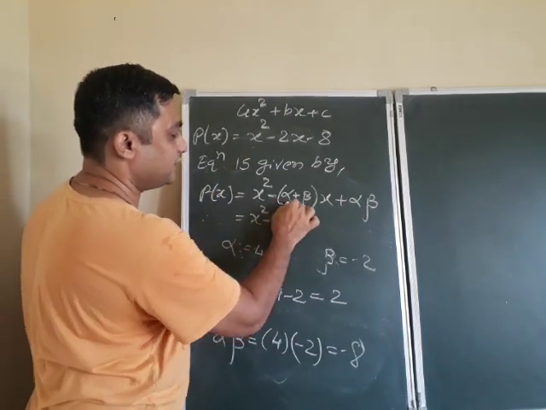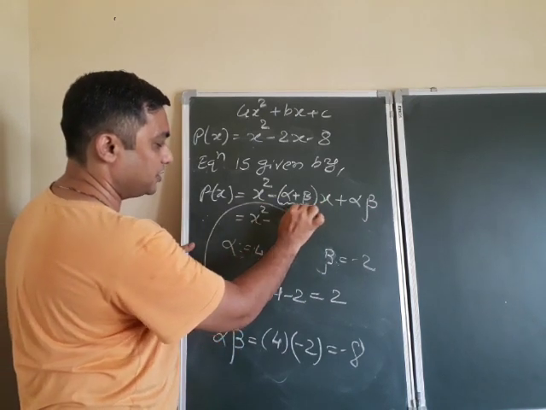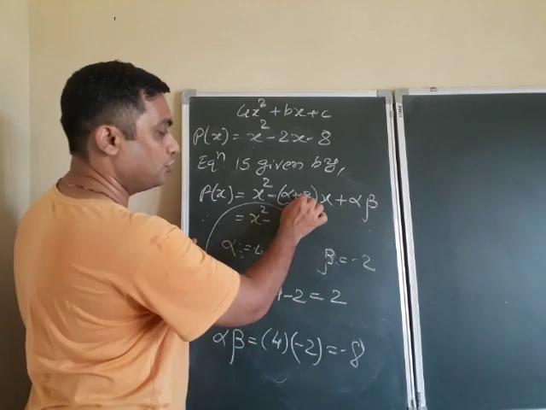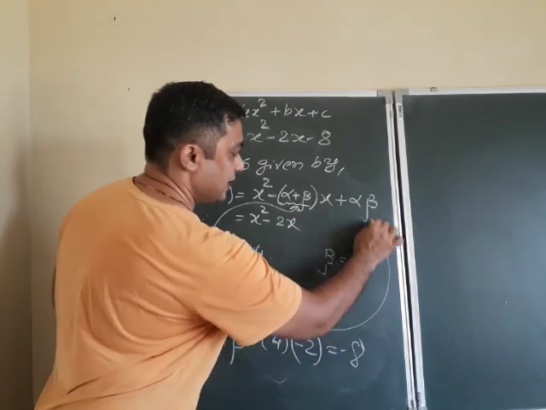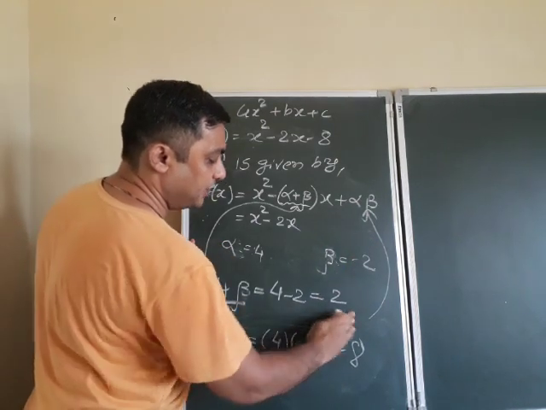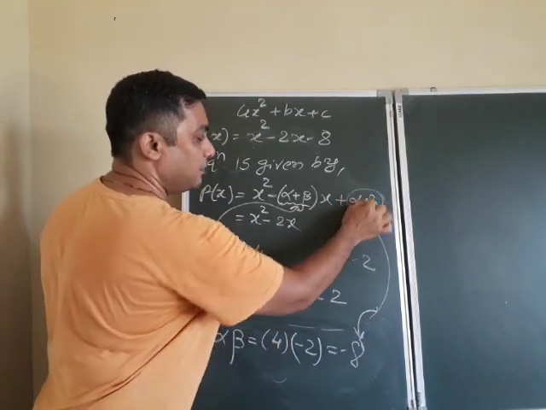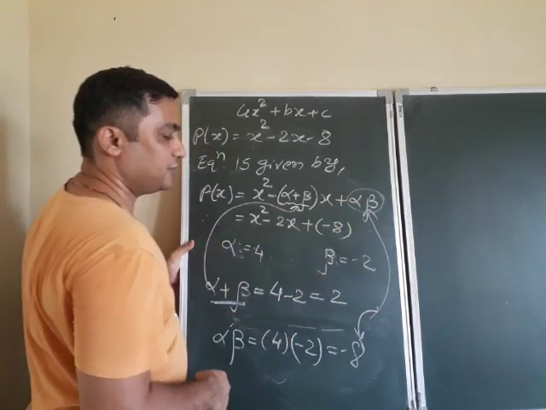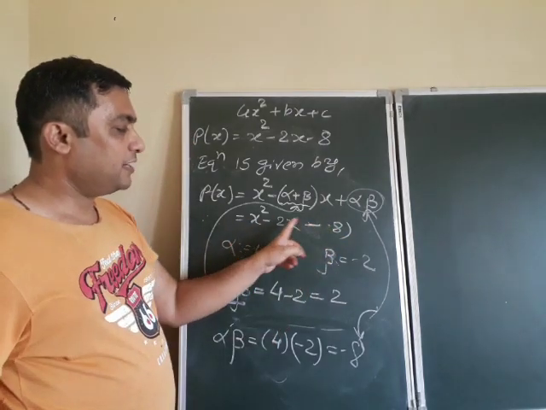So x square minus alpha plus beta. See, what is the value of alpha plus beta? You please substitute alpha plus beta. What is alpha plus beta? It's 2. So this is minus 2x. And substitute alpha into beta. What is your alpha into beta? Minus 8. Fine. So in place of alpha into beta, I am substituting minus 8. So plus, and alpha into beta is minus 8. Now plus into minus makes minus. So x square minus 2x minus 8.